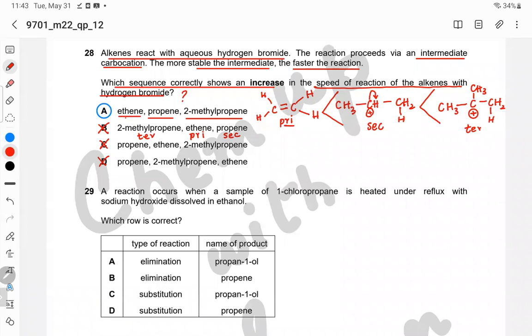SN1 and SN2 rule is for halogenoalkanes. It's not an alkyl halide, it's an alkene. So in alkenes, the SN1 SN2 rule is not followed; we see that in halogenoalkanes.